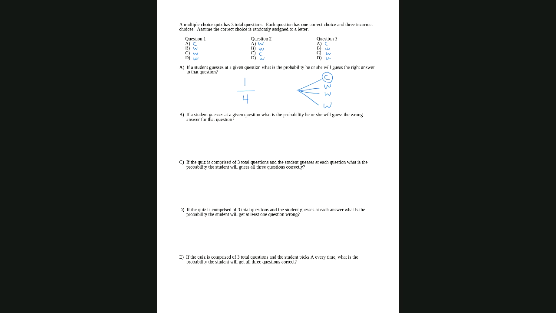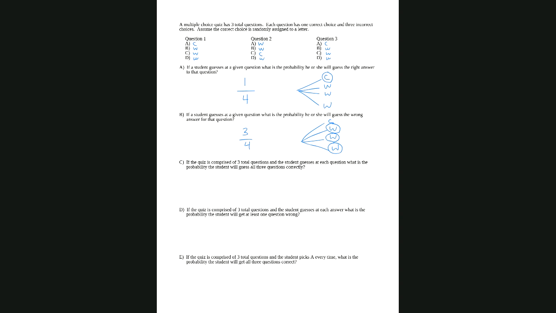Now let's look at that same tree and find the probability of them guessing wrong. Well, in that case, we see that there are 3 ways that they could choose wrongly out of 4 possibilities. So it's a 3 in 4 chance. Notice that the probability of getting the question right plus the probability of getting it wrong adds up to 1 because those ideas are complements. You're either going to get it right or wrong.